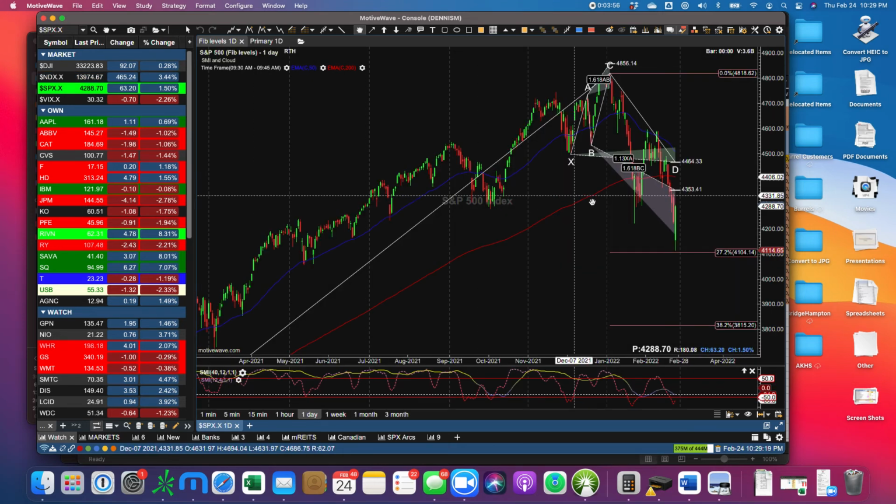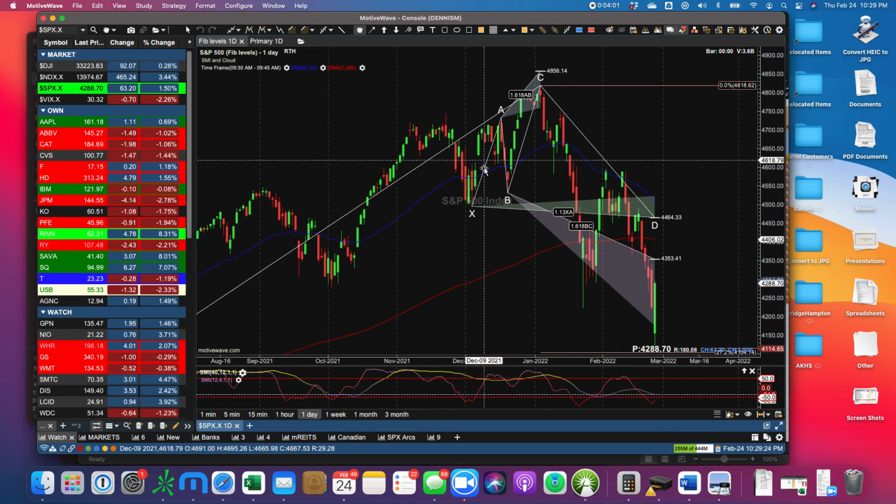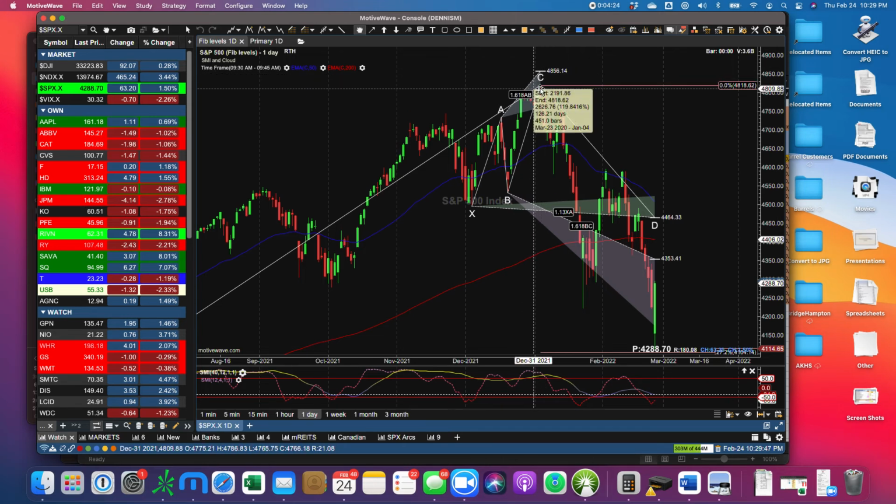Now the SPX, it had a pattern here which had X to A, down to B, and then if C had been completed, it would be 61.8% of A and B, of this AB, 61.8. Didn't quite make it to the 48.56, but it sure made it to the 61.8 would have been here. But it made it to this point, somewhere in this acceptable range, to have this kind of a pattern. That's called a shark pattern.